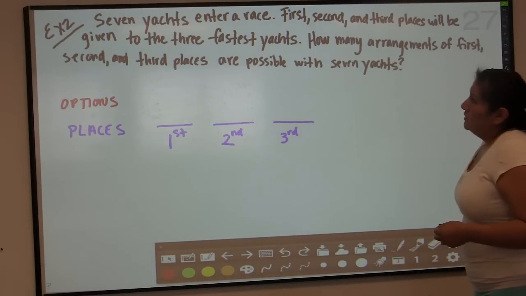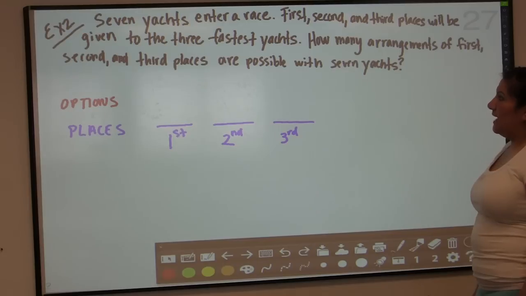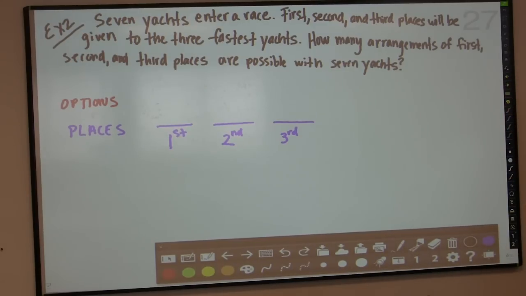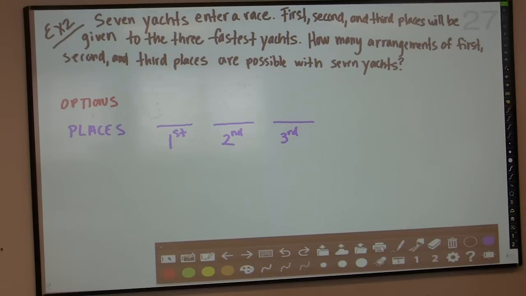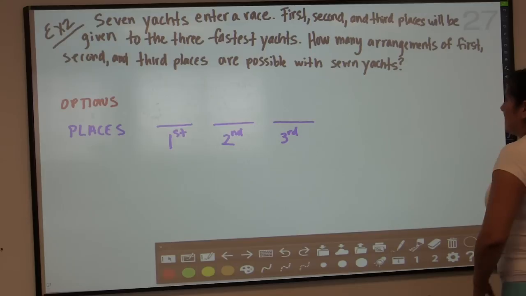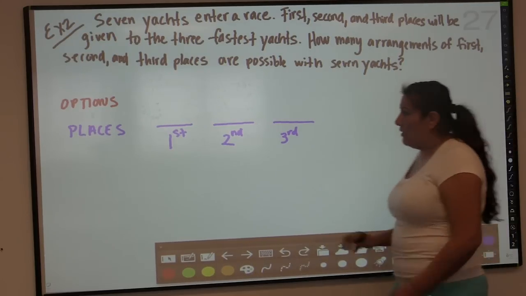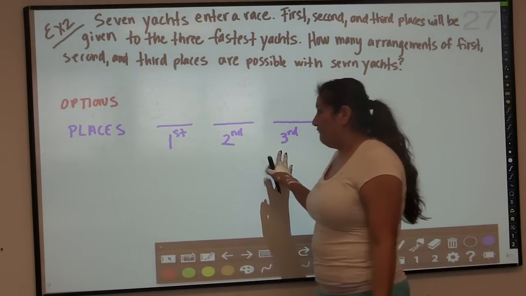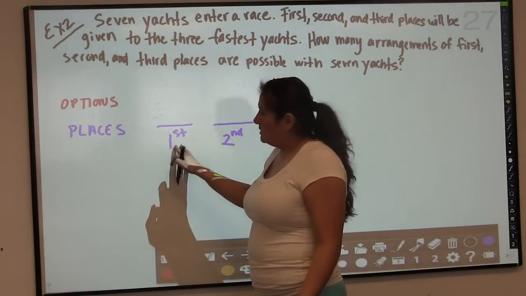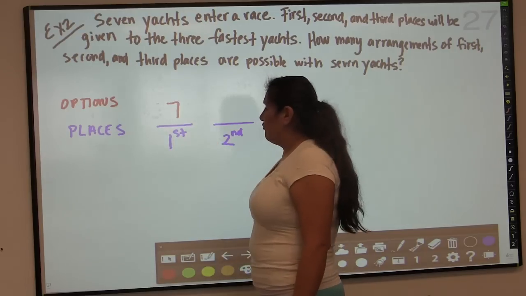Here's another example of how we can use permutations. 7 yachts enter a race. First, second, and third places will be given to the 3 fastest yachts. How many arrangements of first, second, and third places are possible with 7 yachts? Again, you can see that we have our places: first place, second place, third place. How many options do I have for first place? Well, there are 7 yachts, so I will have 7 choices for first place.